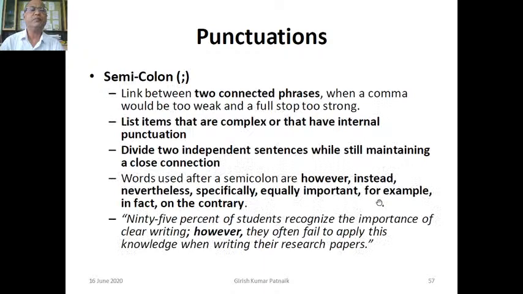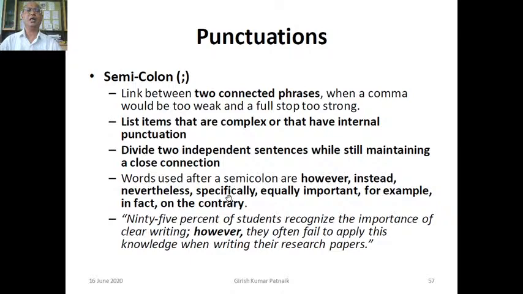Now, this is regarding the semicolon. Whenever you find two independent sentences and still you want to have a very close connection, there we need to use the semicolon. See some of the examples: the words used after a semicolon are like however, instead, nevertheless, specifically, equally important. These are the words I am supposed to use after a semicolon.